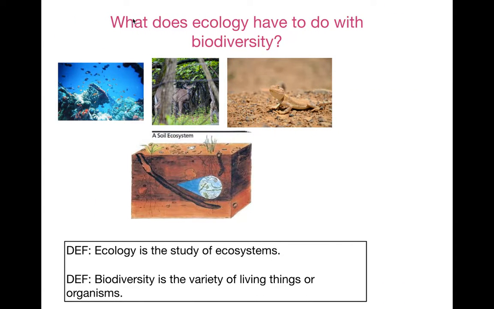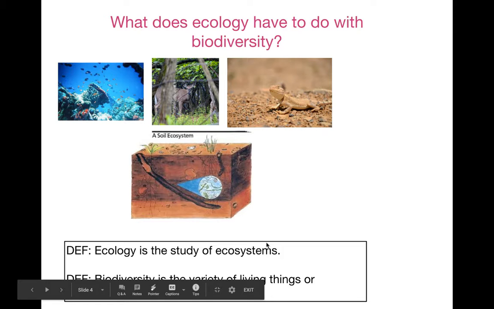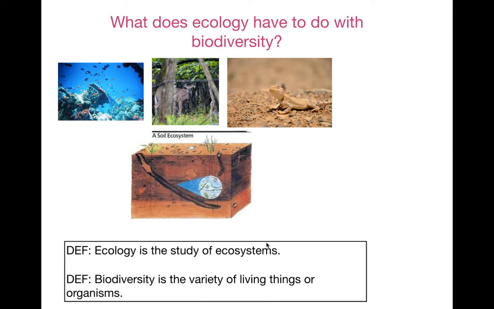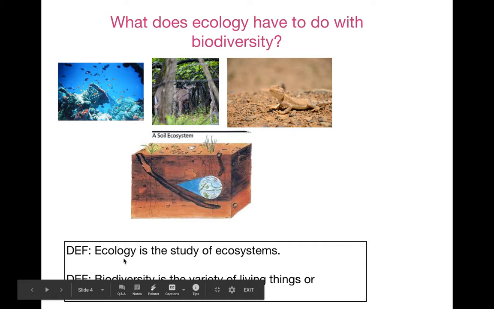Right. So, if we talk about ecology and what it all has to do with biodiversity, well, ecology is the study of an ecosystem, and really what ecology is about is trying to understand the interactions between organisms in the environment. So technically the definition for ecology, if we wanted a full definition, is the study of interactions between organisms in the environment. At junior cert level, it'll be fine just to say ecology is the study of ecosystems.